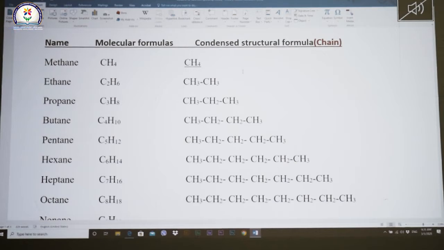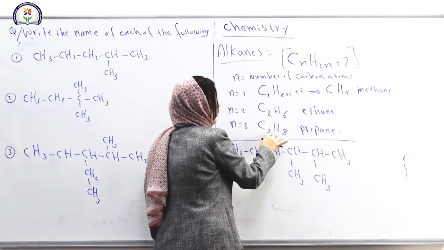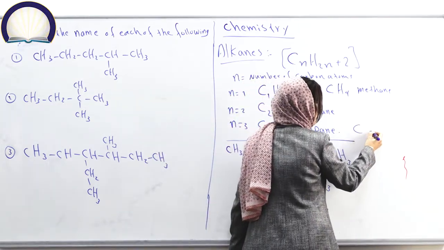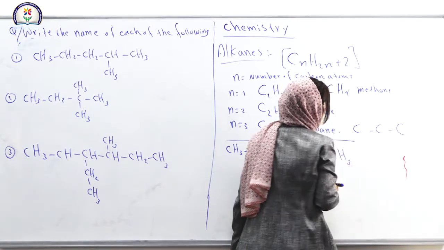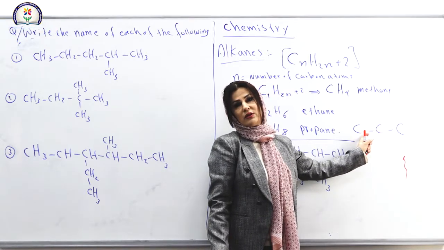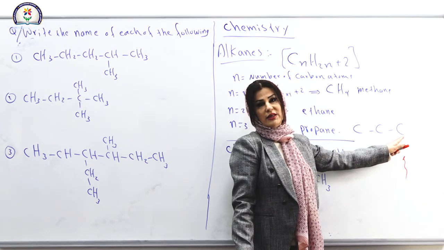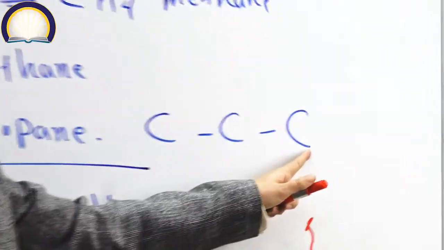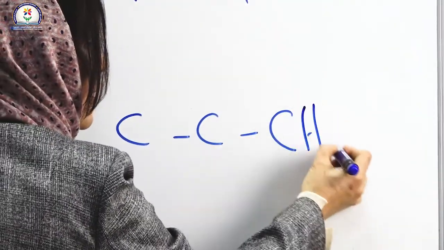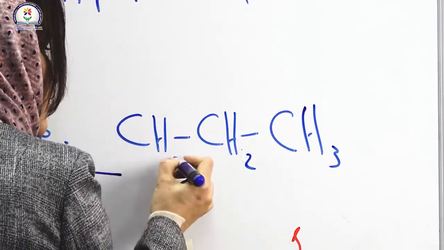We can write them as the condensed structural formula. How to write the chain? For example, for propane, distribute 3 carbon atoms: 1, 2, 3. Alkanes have single bonds. How many hydrogens does this carbon need? It needs 3 hydrogen atoms, because to form 4 covalent bonds it needs 3 hydrogens. And this one needs 2 hydrogens to make 4 covalent bonds.